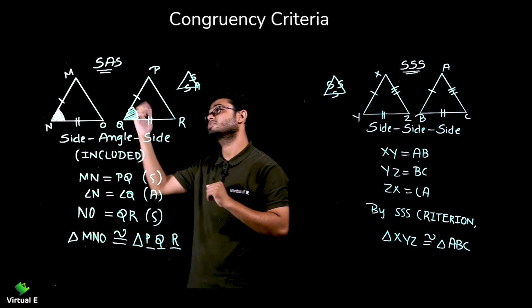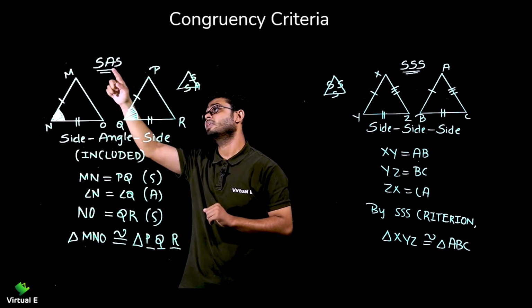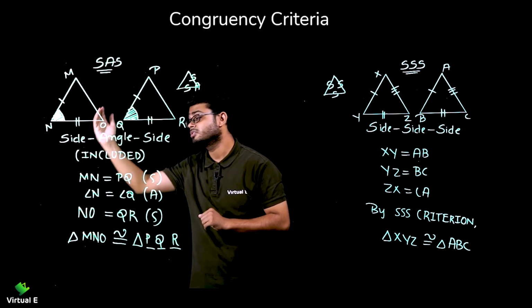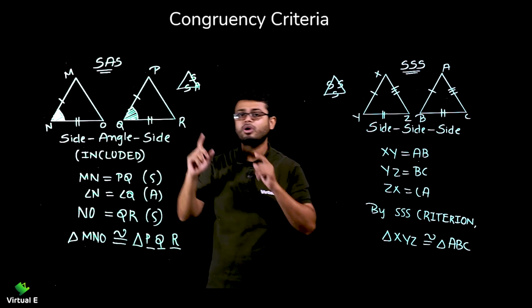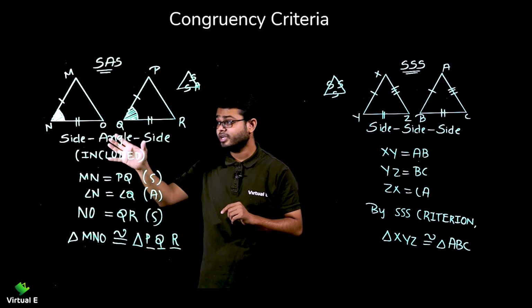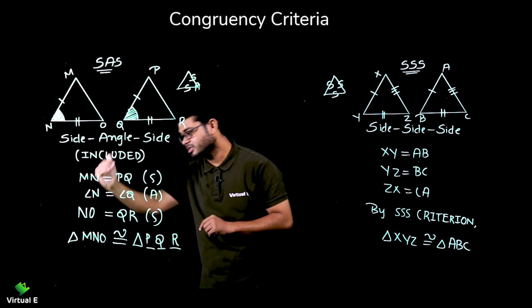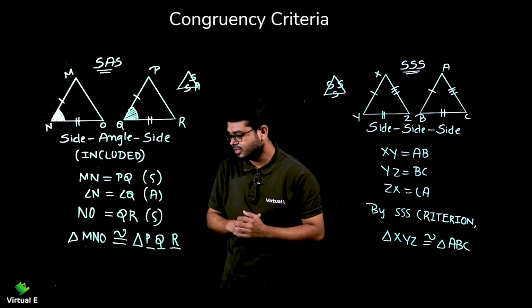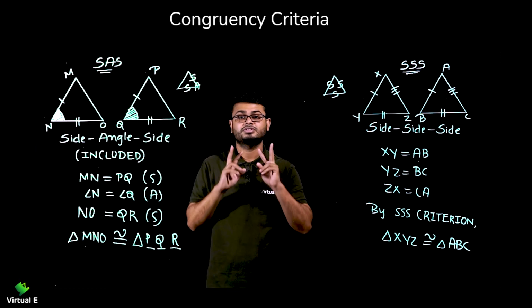Next condition, next rule or criterion, SAS. S is for the side and A is for the angle. So side, angle, side. That is the condition. And this angle should be what? Included. Included means between these two equal sides, right? So this is how we are supposed to write, and this is how we can mention that these two triangles are congruent. So these are the first two conditions.